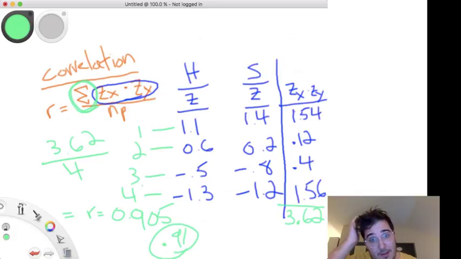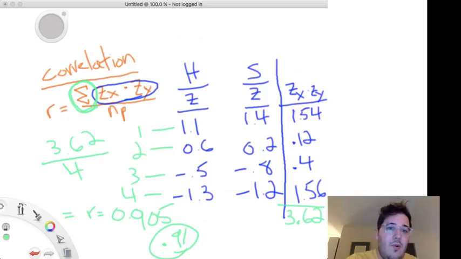So, things to know: R cannot be greater than 1 or lower than -1. So if you get an R that's bigger than 1 or more negative than -1, go back and check your math because something is wrong. That should be a red flag. There should be no R's that are greater than 1 or smaller than -1. So here we got an R of 0.91.